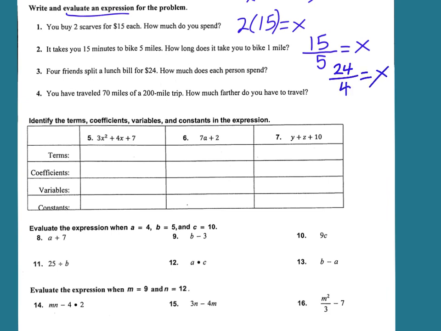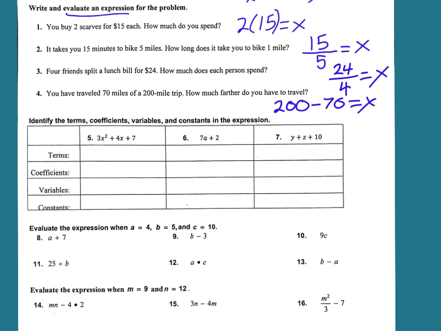Number 4, you have traveled 70 miles of a 200-mile trip. How much farther do you have to travel? Well, how much farther means that we're going to subtract. So I'm doing 200 minus 70 equals X. So pretty simple on that.